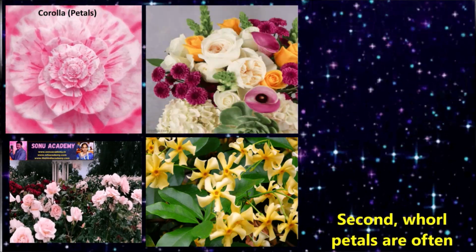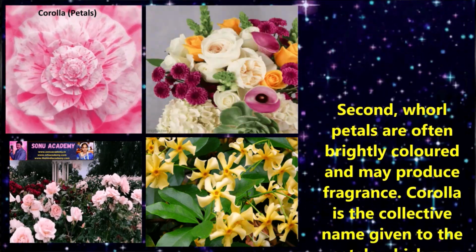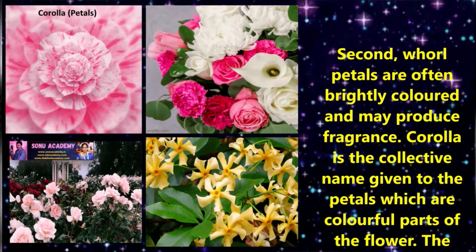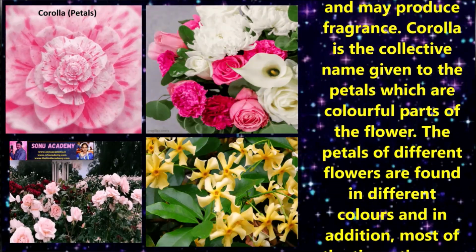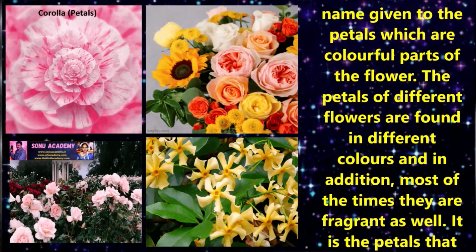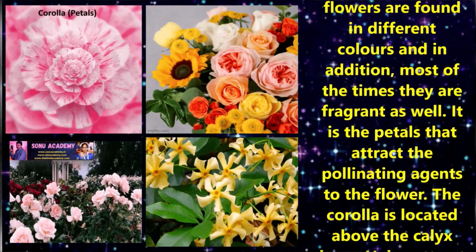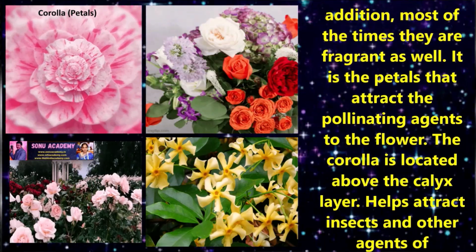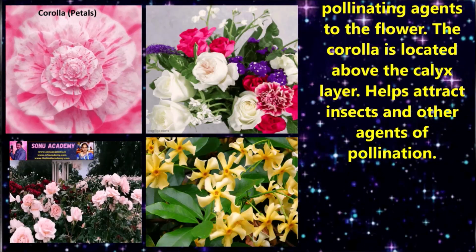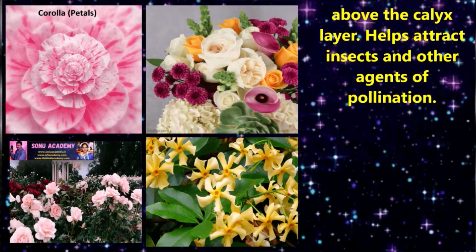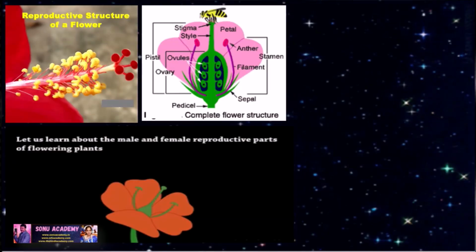Let us discuss petals, which are also called corolla. The second row, the petals, are often brightly colored and may produce fragrance. Corolla is the collective name given to the petals, which are the colorful parts of the flower. The petals of different flowers are found in different colors, and in addition, most of the time they are fragrant as well. Petals attract the pollinating agents to the flower. The corolla is located above the calyx layer and helps attract insects and other agents of pollination.